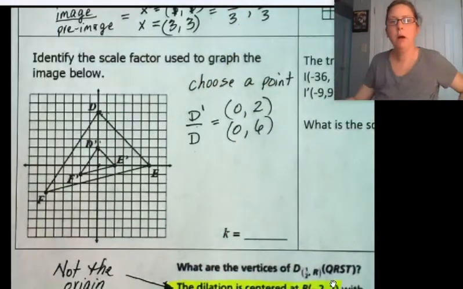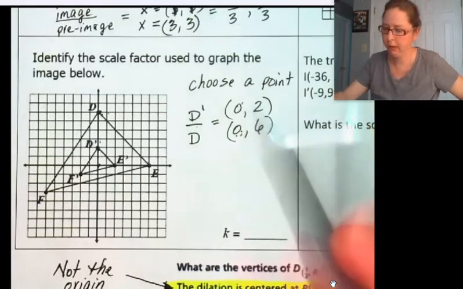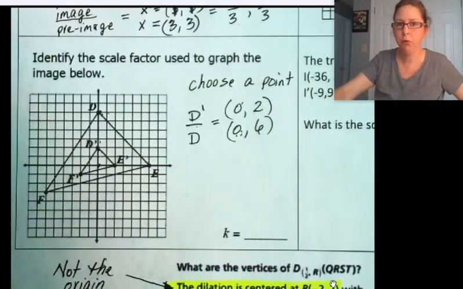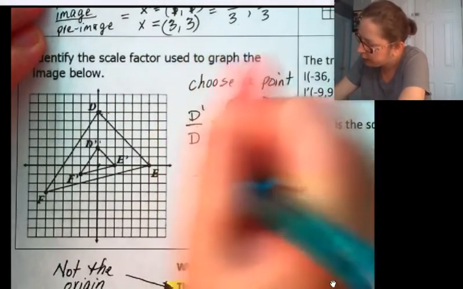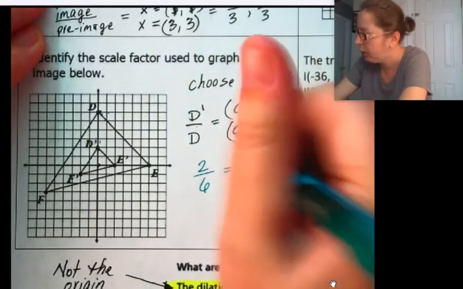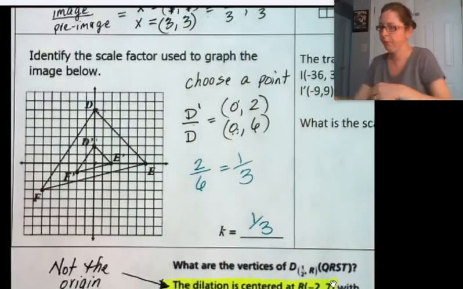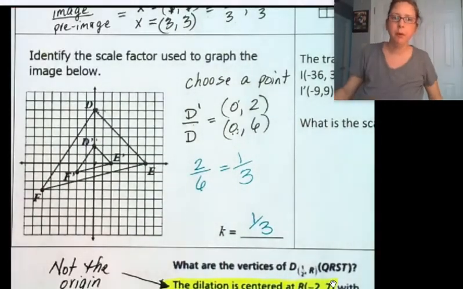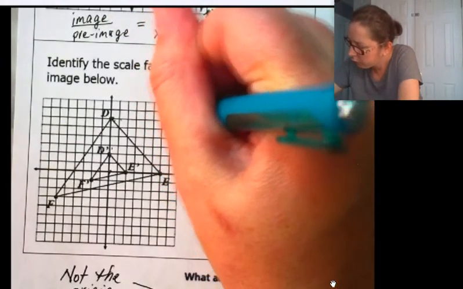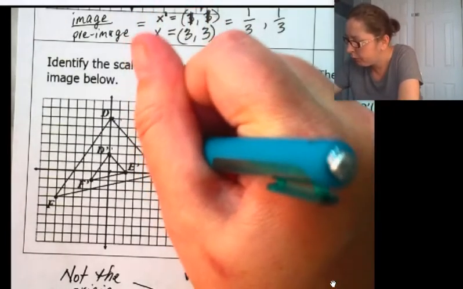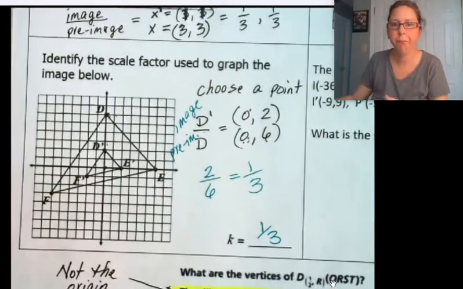Okay. Well, I can't use the zeros because 0 divided by 0 is undefined, but at least I can use the 2 over 6, okay? 2 over 6 reduces to 1/3. So my scale factor is 1/3. So remember, I've got the image over the pre-image. That is my scale factor.